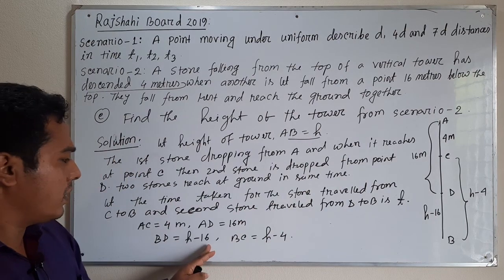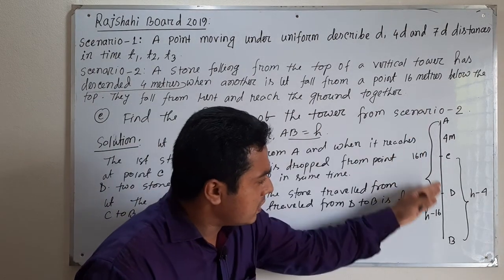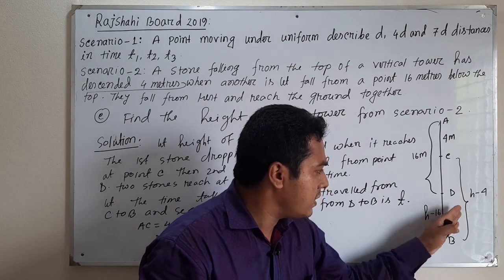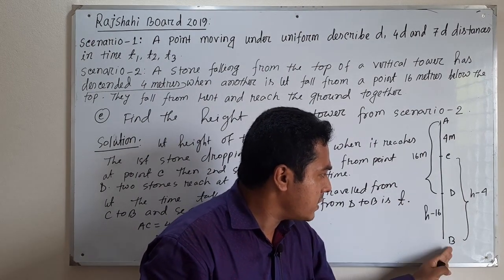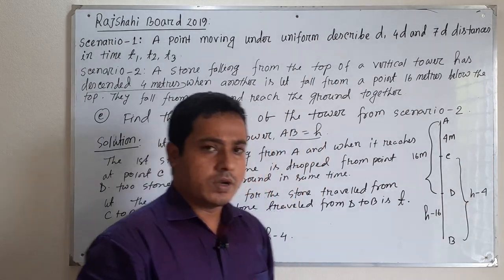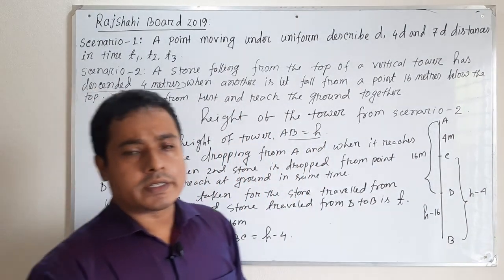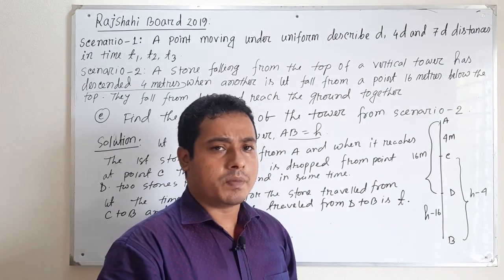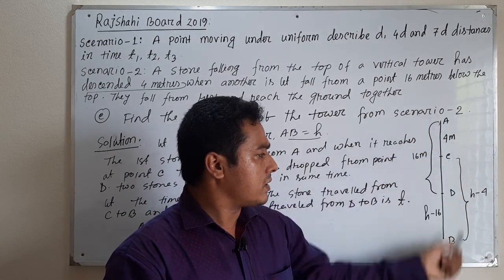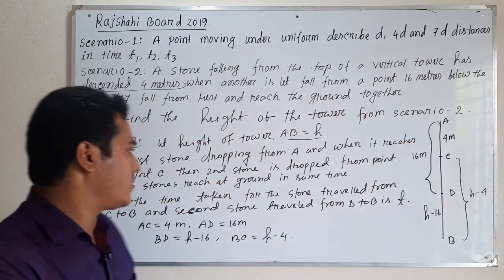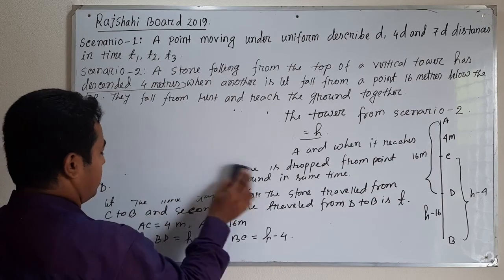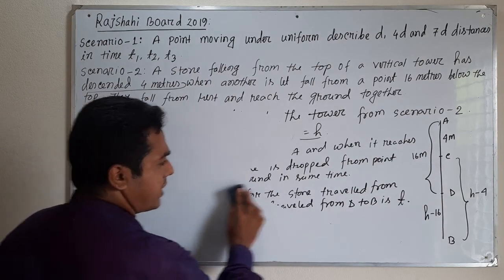AC is equal to 4 and AD is equal to 16, so BD is H minus 16, and this is BC for the first stone, which is H minus 4. Now we want to describe the motion of the two stones, the first stone and the second stone. For the first stone we need the height of the tower.